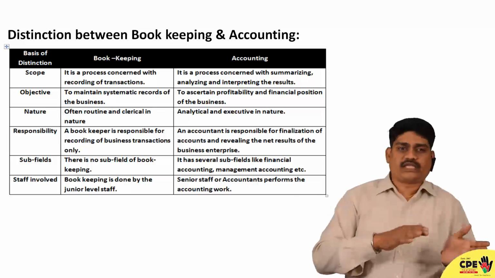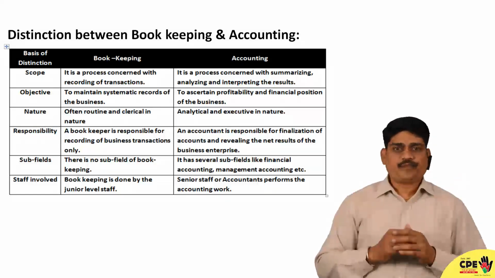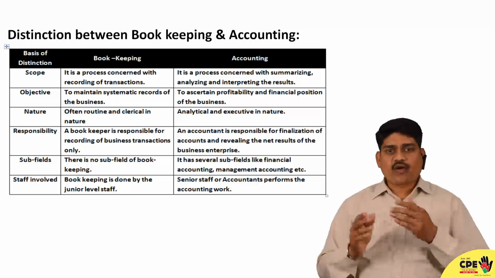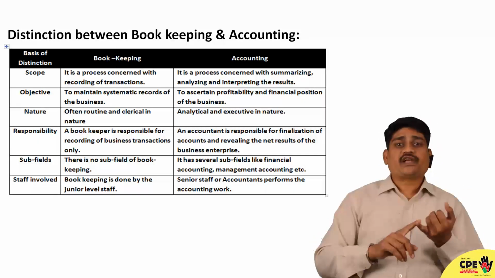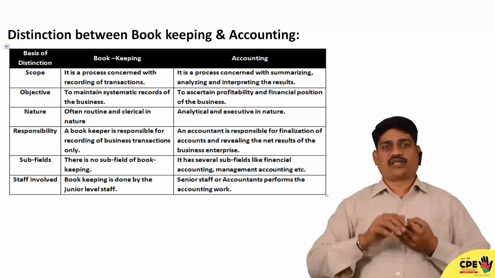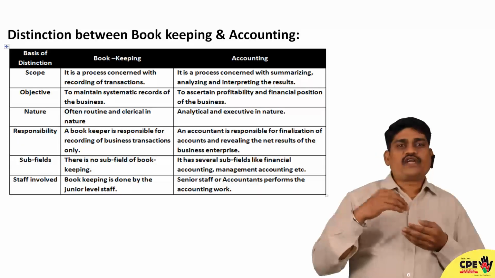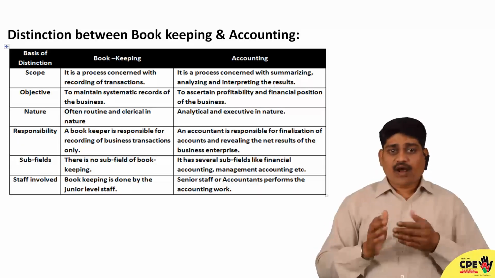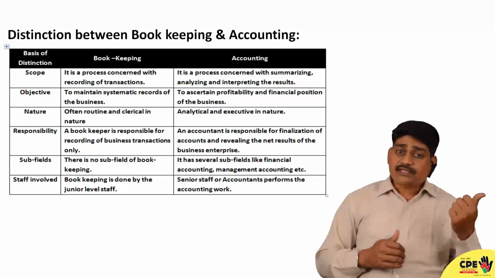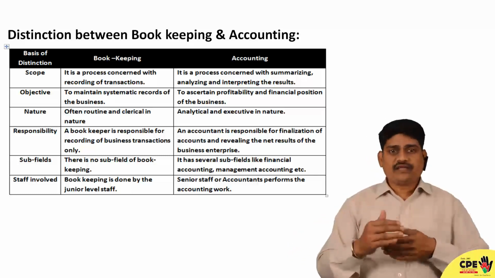Right? When coming to the objective, the main objective of bookkeeping is to maintain systematic record. That's it. Systematic recording of books, means business transactions and all. But coming to accounting, to ascertain profitability and financial position of the business is a part of accounting. This is the main objective of accounting. The third, nature. Already we discussed, bookkeeping is often routine and clerical in nature. But accounting is analytical. It is a dynamic one. Means executive in nature, we can say. Bookkeeping is routine in nature, clerical in nature. But accounting is analytical and executive in nature.